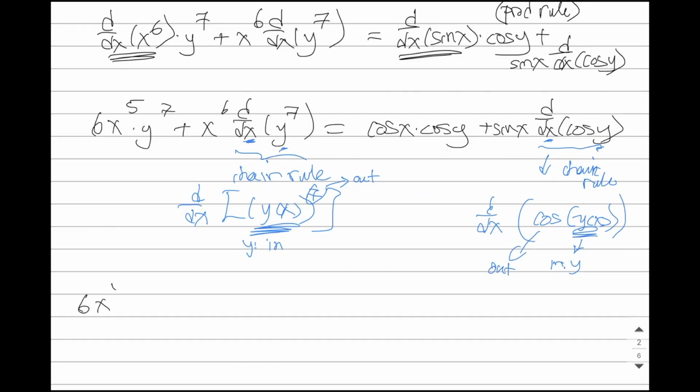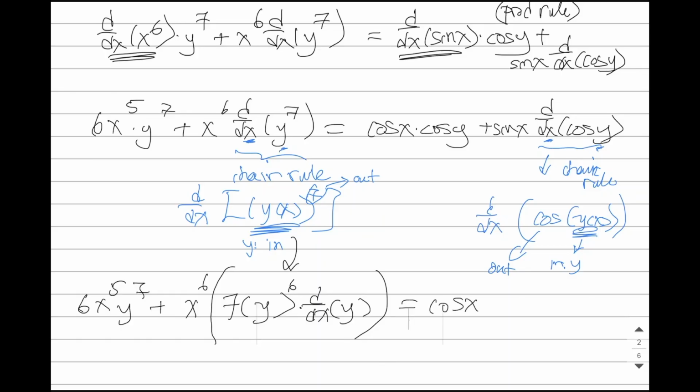So the chain rule says the derivative of some stuff, or some mystery function, to the power of 7 is going to be 7 times that stuff to the power of 6 times the derivative of that stuff. Now, in this particular case, that's just a y, so I'm going to leave it as a y. The same idea is going to get applied on the other side.